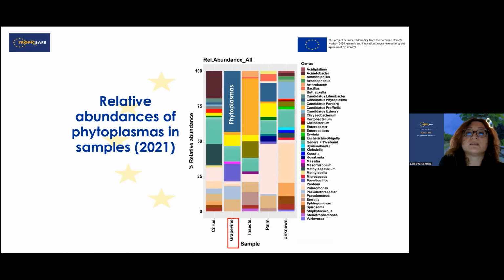And these are the results that we obtained from all the samples analyzed in 2021. Together with the grapevine, here you see also the relative abundance of the different bacterial families in the different samples, so in citrus, palm, and insects, but they will talk about those in the next days. Looking only at the grapevine samples, you see that the phytoplasma abundance is very high compared to the other hosts.